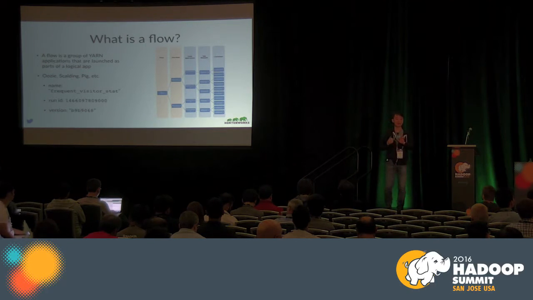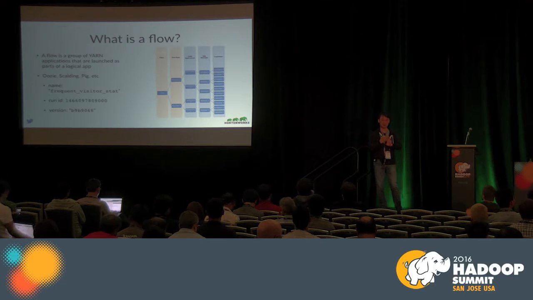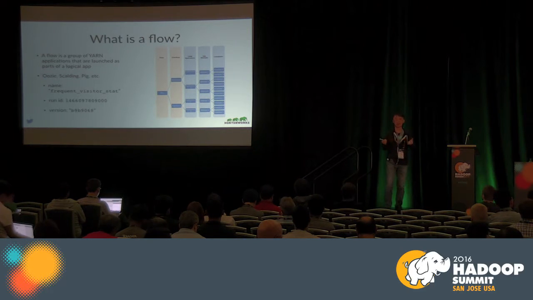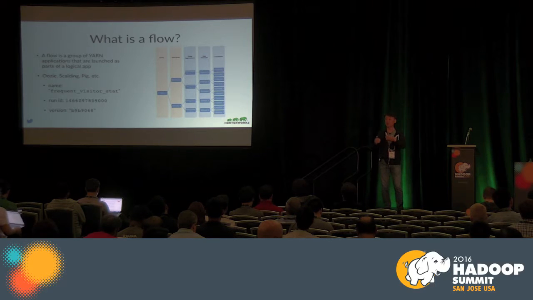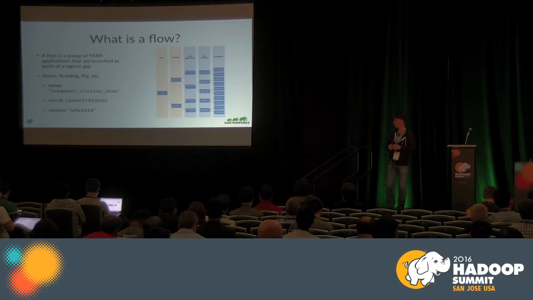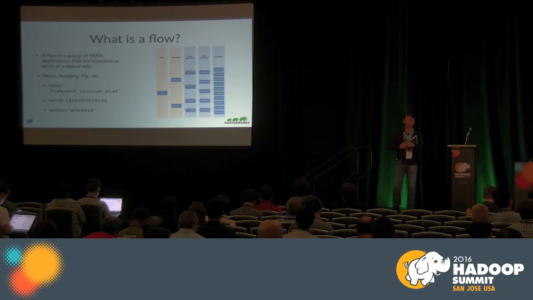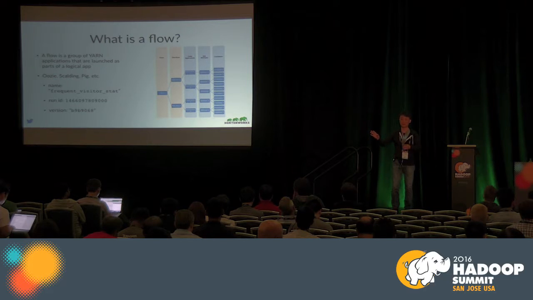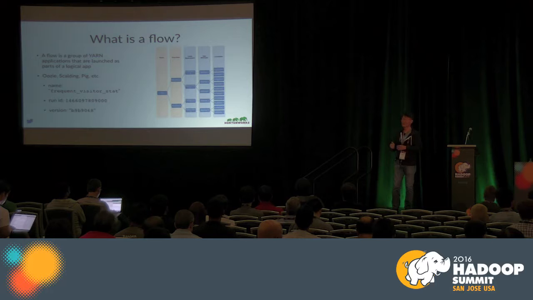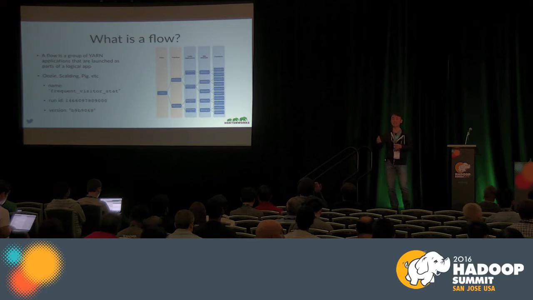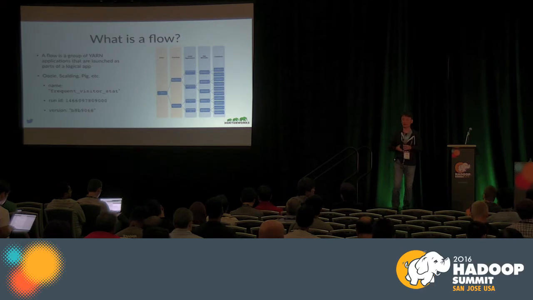A flow has some key properties to it. The first is name. You usually have a name for your application, something like frequent visitor stats. That's very easy to understand. It may even be your top-level class for your Scalding application. A flow also has a run ID. You usually run your application multiple times over, so that you want to associate each run, each actualization with a certain value. That's what run ID is about.